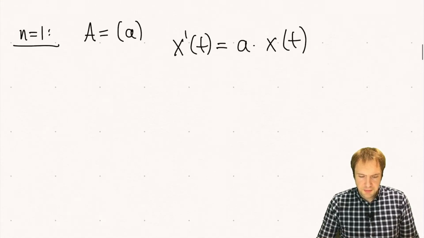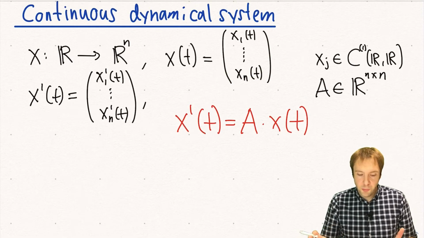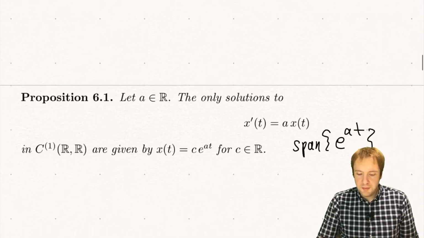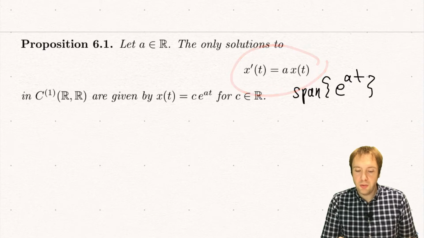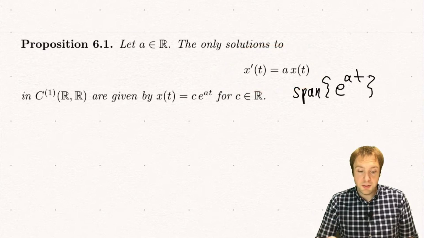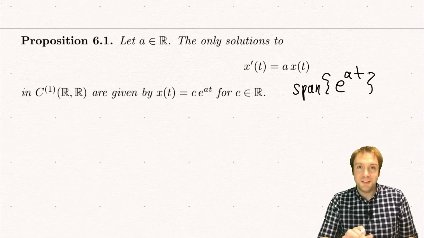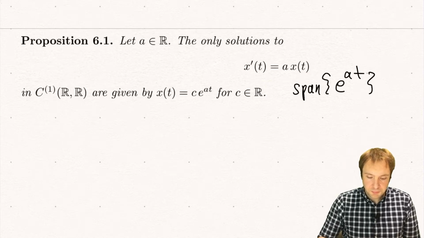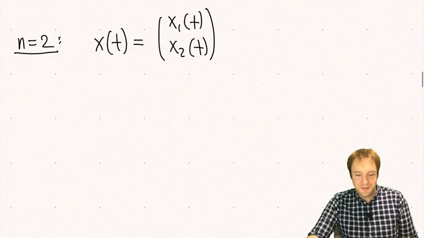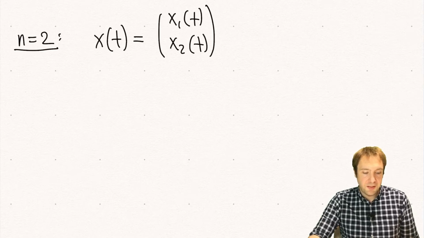So we see that this continuous dynamical system in the case n equals 1 is completely solved, because we know that there's just this family of solutions, and you can always write it down explicitly. And this will be crucial also for the higher dimensional case, because we will always try to bring it to this one-dimensional case. But now let's see what a continuous dynamical system is in the case n equals 2.